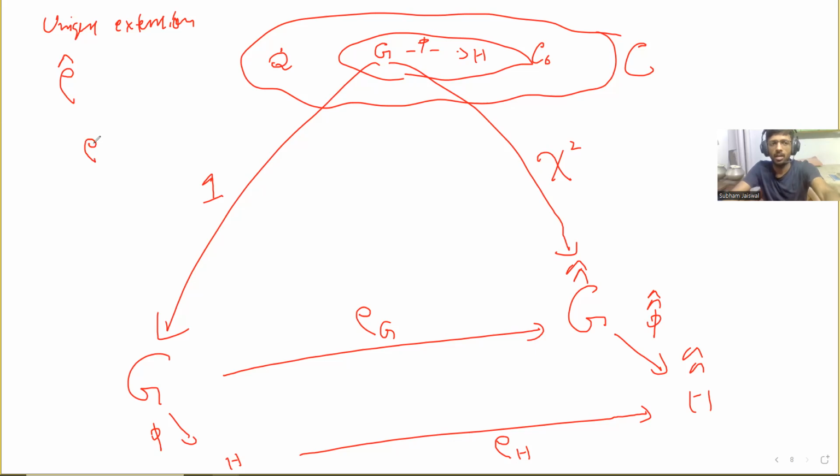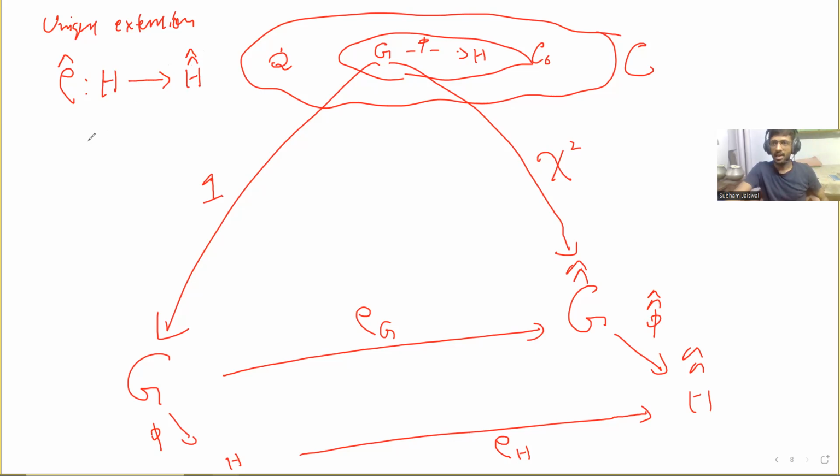Rho hat gives you a morphism from, let me not use Q, you might be distracted, from H to H double hat. That is what rho hat does, where H is outside C naught. So this is what H does. It is an extension.